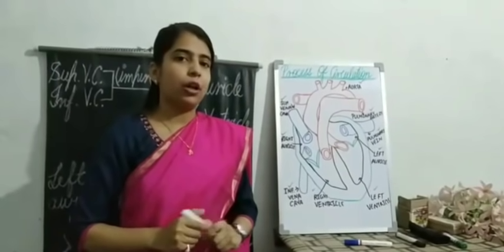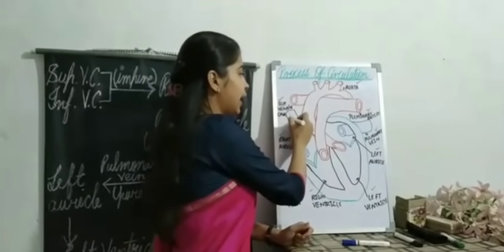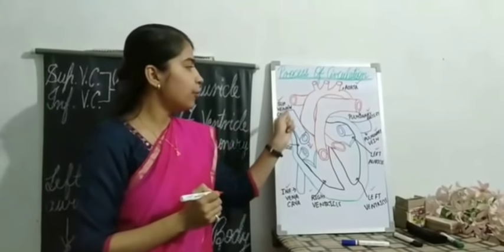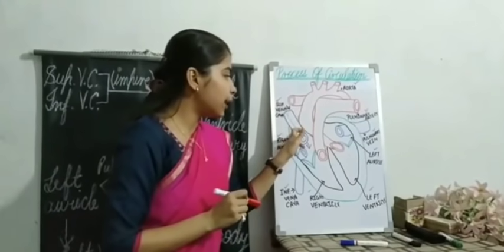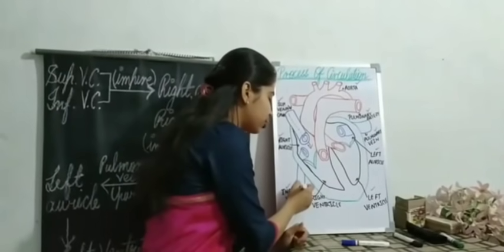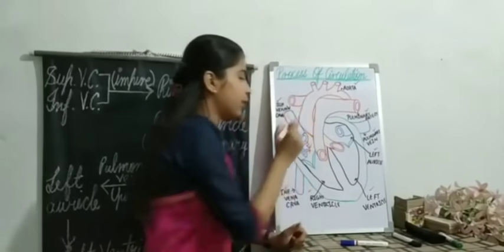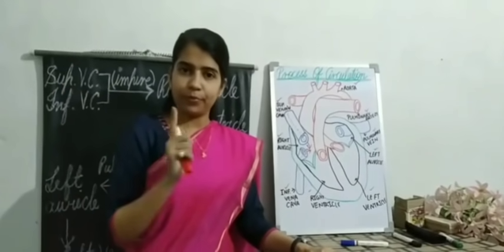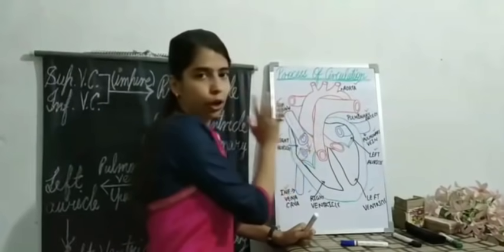See, first of all, your impure blood from the upper body portions, from your head, will be carried through the superior vena cava and poured into your right auricle. Then, from your lower body portions, that is from your stomach, from your abdomen, the inferior vena cava will carry the impure blood and pour it into your right auricle again. Clear? Now, the right auricle will have the impure blood by now.